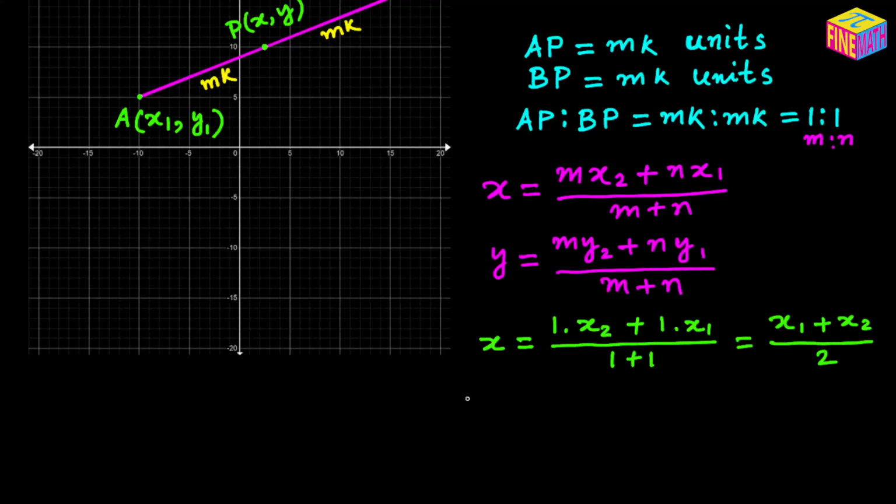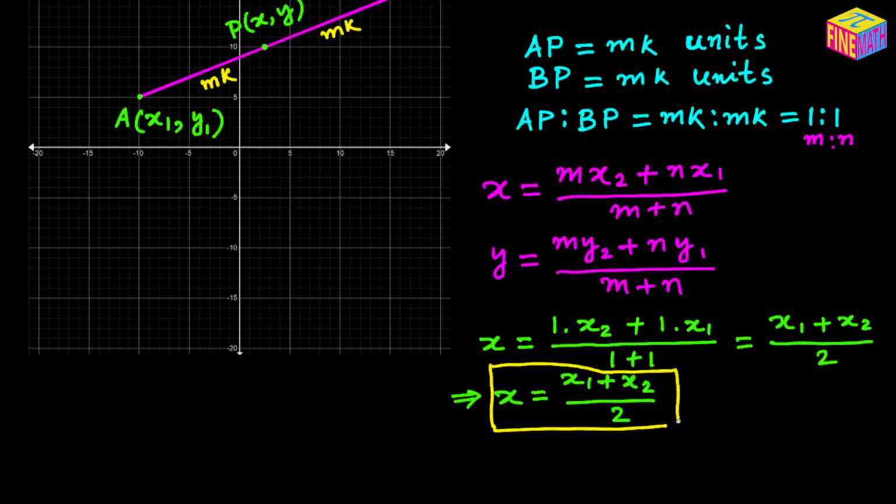Therefore x is equal to x sub 1 plus x sub 2 divided by 2. We have calculated the value of x, and this is going to be one part of the midpoint formula. This is the x part of the midpoint formula.